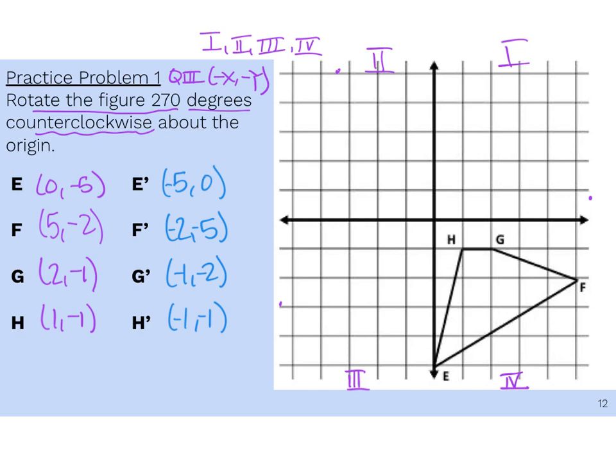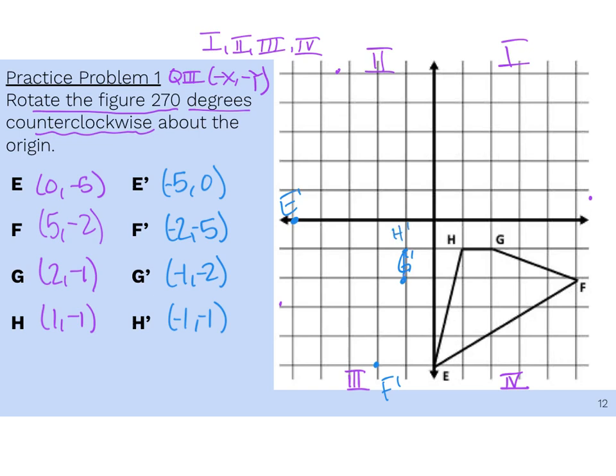So (-5, 0) is here. This is E prime. Make sure you're labeling with prime notation. (-2, -5). (-1, -2). And (-1, -1).